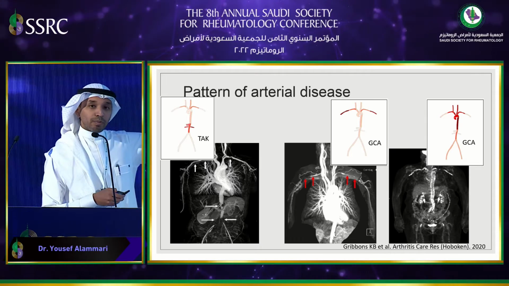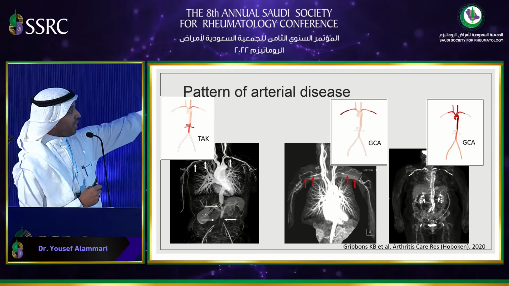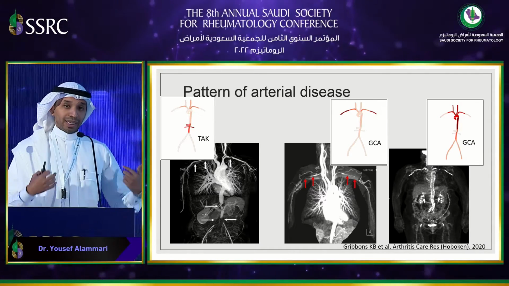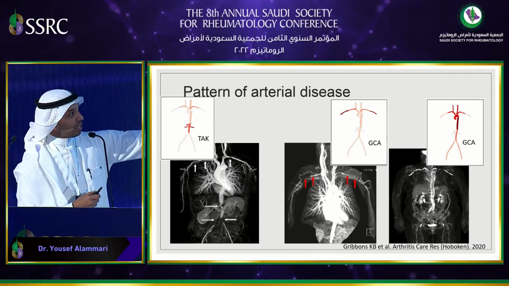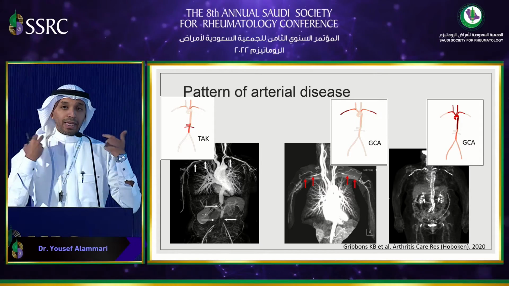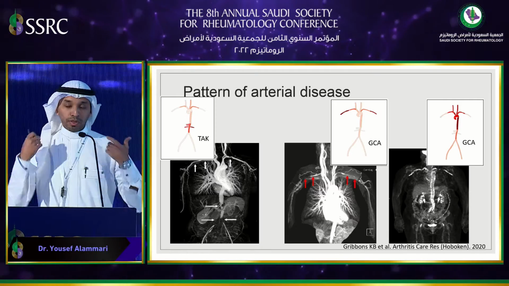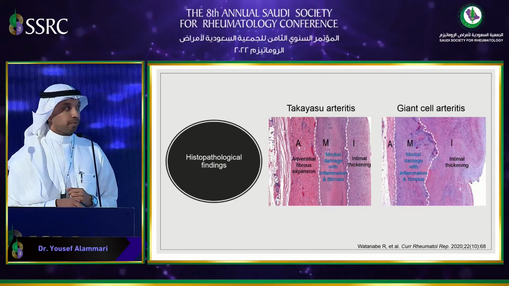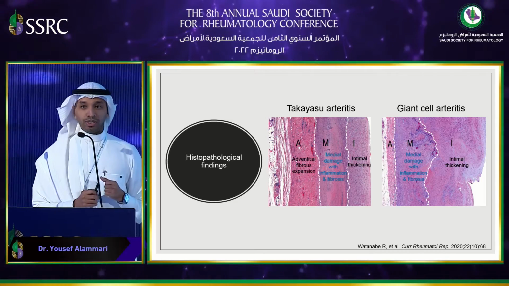So these are the subsets of arterial involvement in both diseases. As we can see here, Takayasu arthritis involves mainly the aorta, the abdominal aortic area, and extends to the mesenteric and renal arteries. On the other hand, we can see two subsets. The first one is of course giant cell arthritis, which involves mainly the subclavian and axillary arteries, while the other subset includes the aorta, as well as, to a lesser extent, the subclavian arteries.